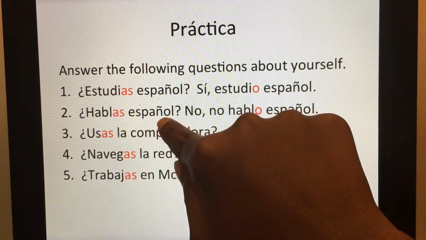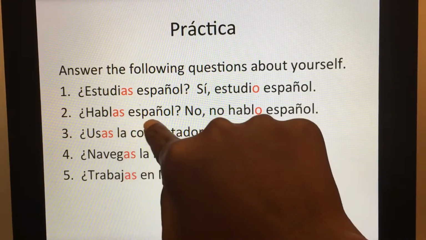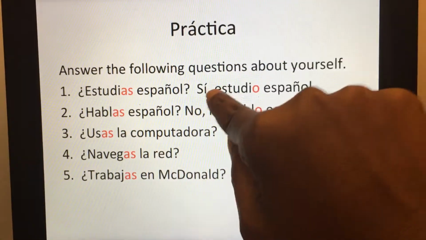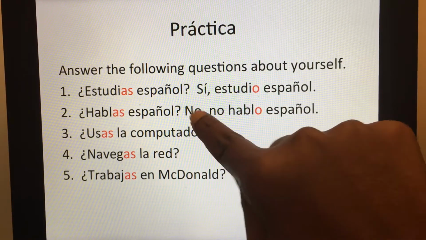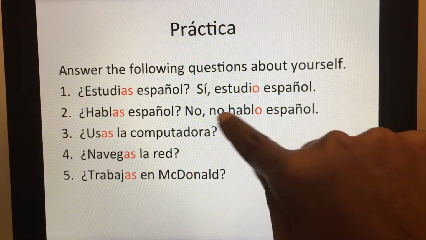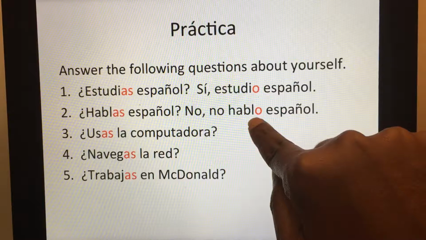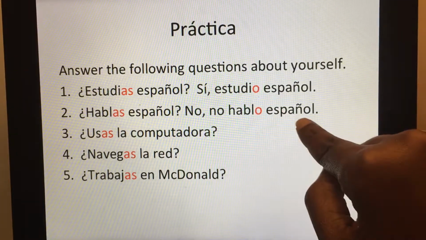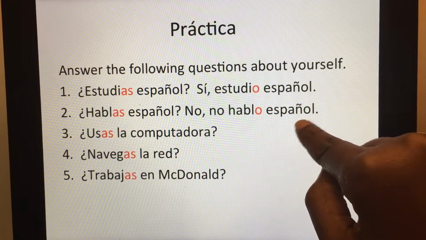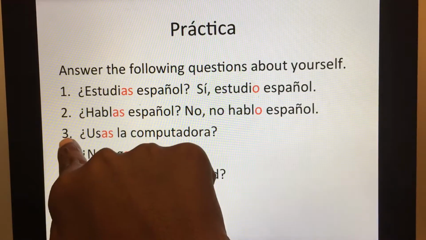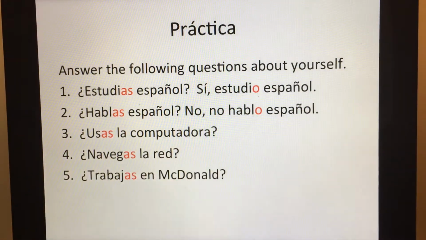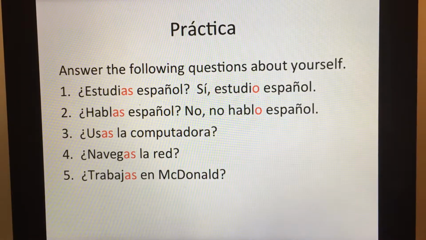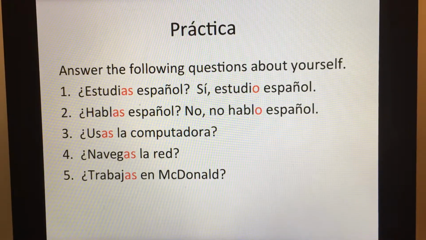¿Hablas español? Do you speak Spanish? To make a negative statement, you say no. But to say I don't speak, it will be no hablo. So no hablo means I don't speak. Español, Spanish. Now you do los números 3, 4, y 5 by yourself. You may pause the video to practice.